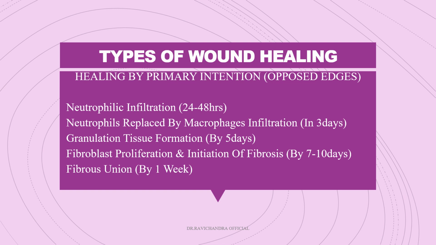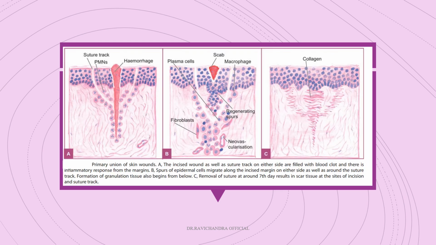Healing by primary intention. There will be neutrophilic infiltration in the first 48 hours. Then the neutrophils are replaced by the macrophages in 3 days. There will be granulation tissue formation by 5th day, and fibroblast proliferation and initiation of fibrosis by 7 to 10 days. And finally, the fibrous union by 1 week. These are the steps involved in healing by primary intention.